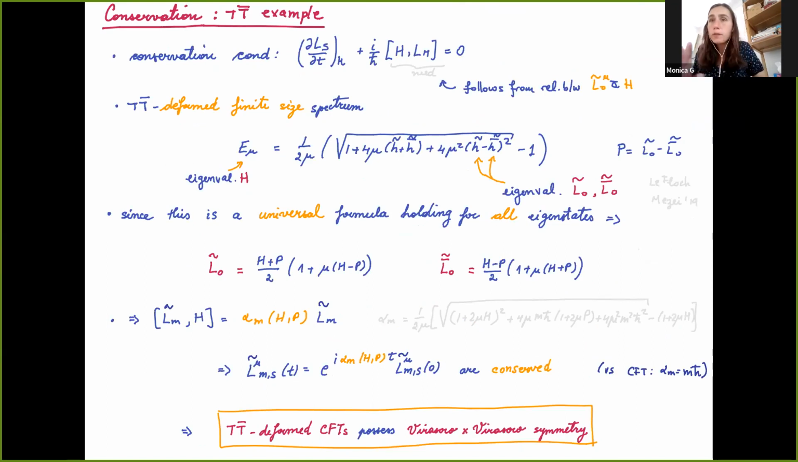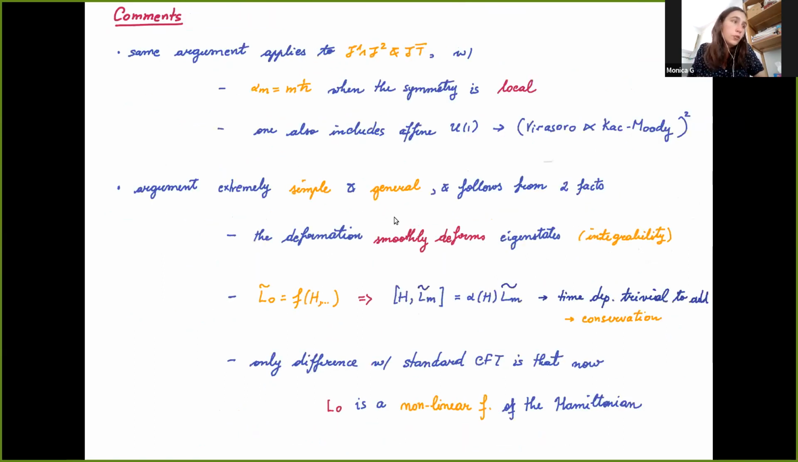Okay, very good. So this was basically an abstract proof that this theory has Virasoro times Virasoro symmetry. And the same thing works perfectly well for J1 with J2 and JTbar. Note that whenever we have a local symmetry, like for these guys and also for the left moving side of JTbar, then these alphas just become numbers. We can also do this for the Kac-Moody, so that the same thing happens. And what I find intriguing is that this argument really doesn't take much to do, or doesn't look like a lot.